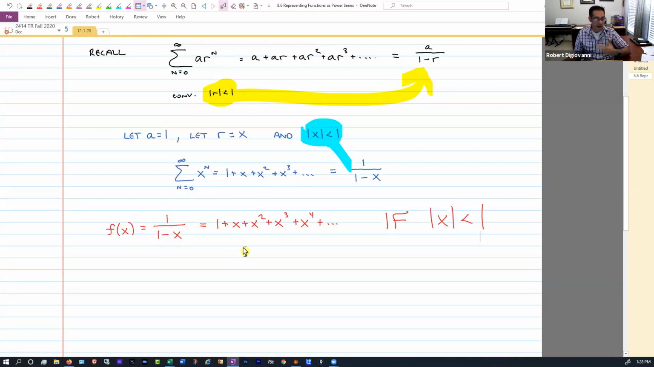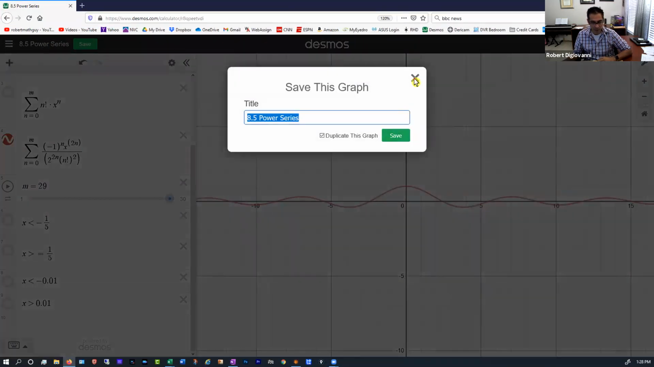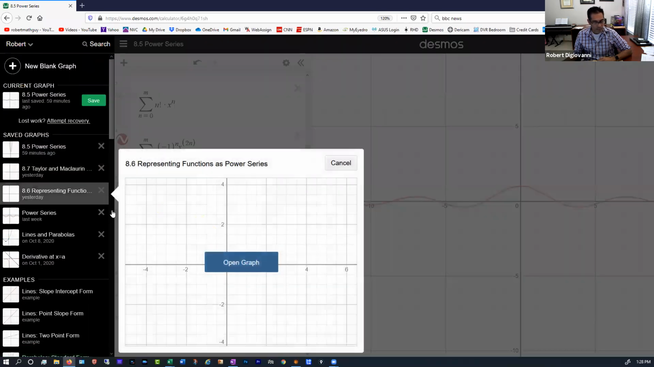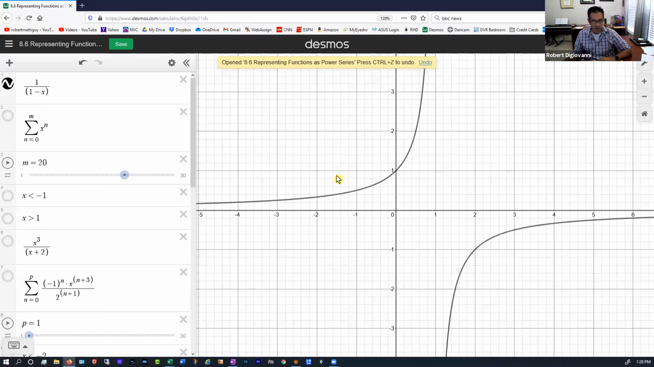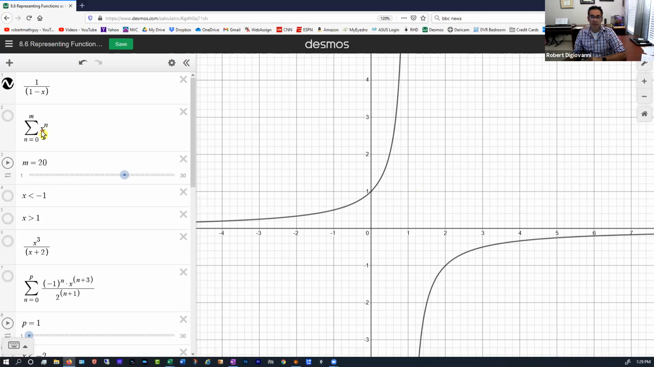Now, I want to show you this graphically to see if this helps make sense as to what I'm talking about here. Here we go. There's the graph of 1 over 1 minus x. College algebra, rational function, we have a vertical asymptote. Now, here's the power series that we just came up with. The sum from n equals 0 to infinity of x to the n, so this is going to be 1 plus x plus x squared plus x cubed.